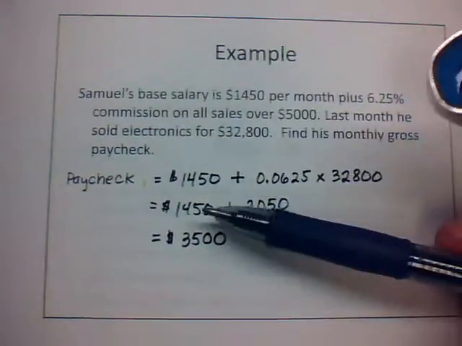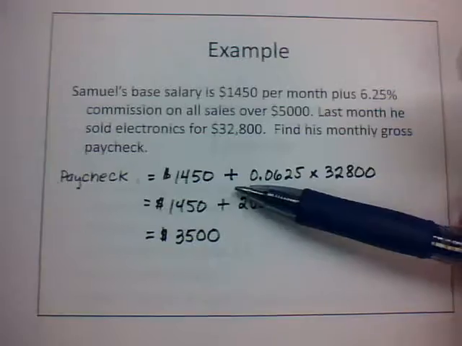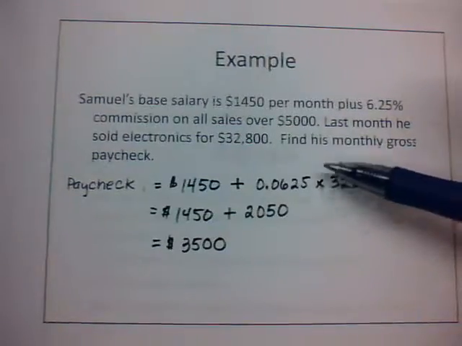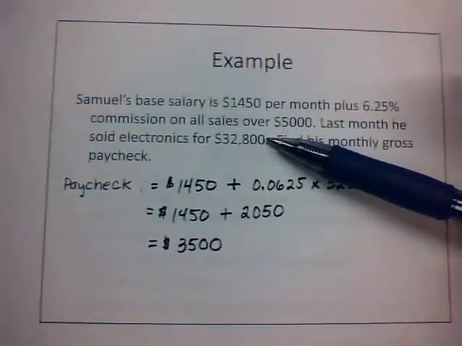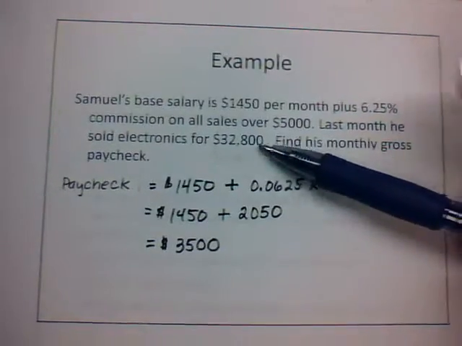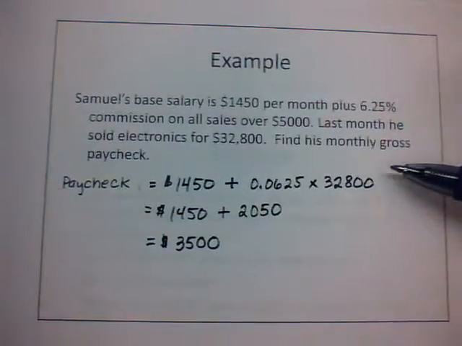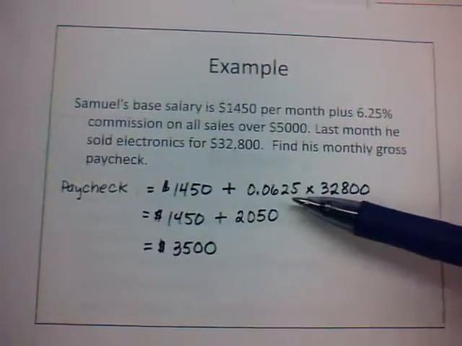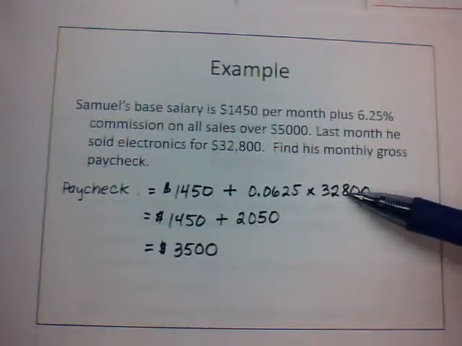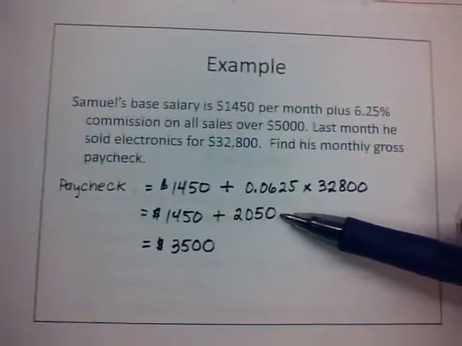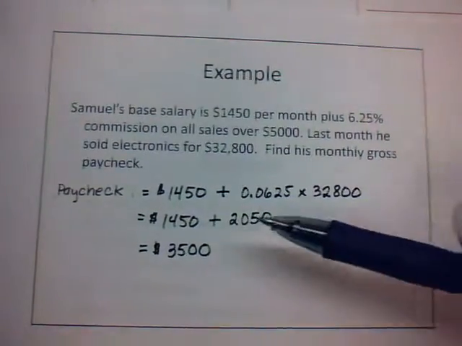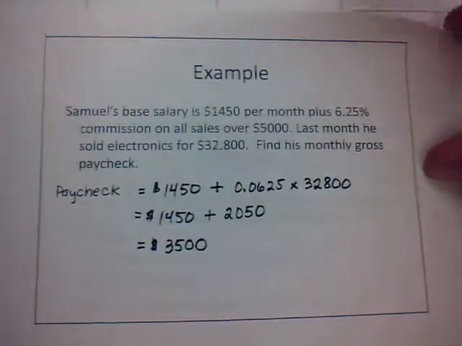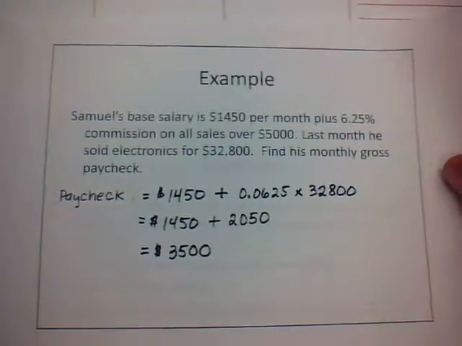Okay, so now he's going to get $1,450 as a base salary. We're going to add to it 6.25% or 0.0625 times the amount of the electronics that he sold, which was $32,800, and the sales was over $5,000, so he is entitled to that commission. So 0.0625 times $32,800 will give you $2,050. We'll add that to the base salary of $1,450 to get $3,500. So his gross paycheck will be $3,500.